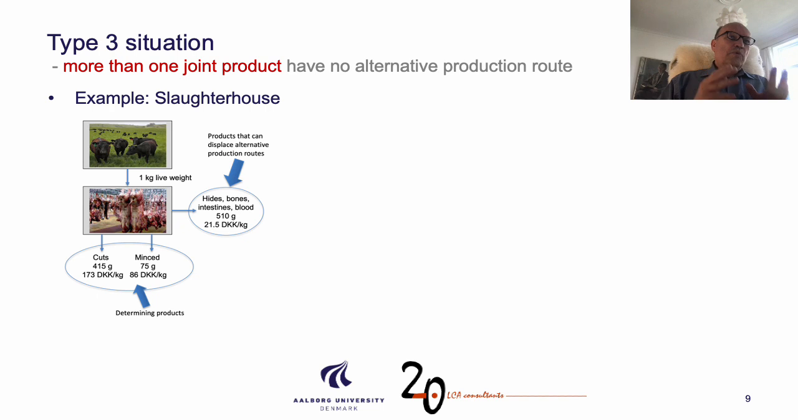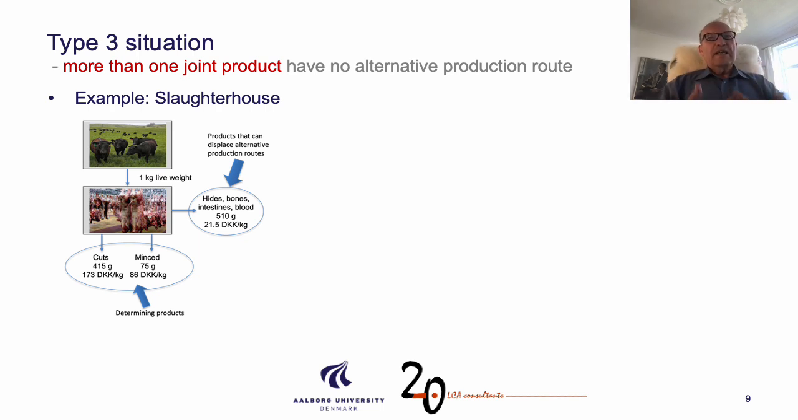Now, we're left with the cuts and the minced meat and have to say, well, actually both of these, there are no other way to get minced beef than from beef cattle. There is no way of getting a cut of beef meat other than from beef cattle. So we need to find a procedure to deal with that.